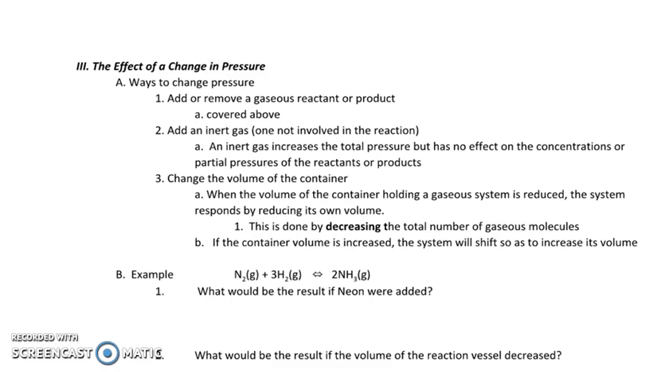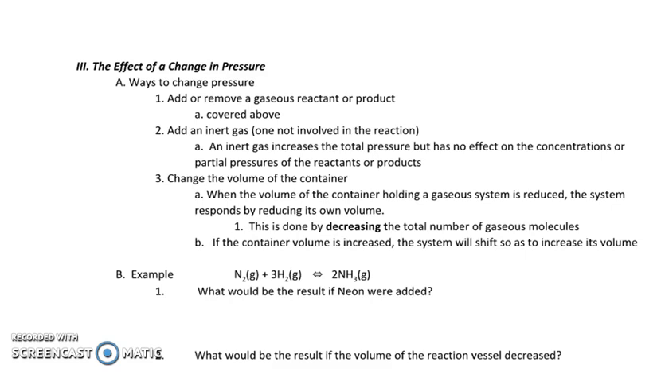Okay, so we've completed the first stress that Le Chatelier said could happen, and that was a change in concentration. Another stress that could be added to change the equilibrium is pressure. So how can I change pressure? Well, I can add or remove the gaseous reactant or product. I can add an inert gas.